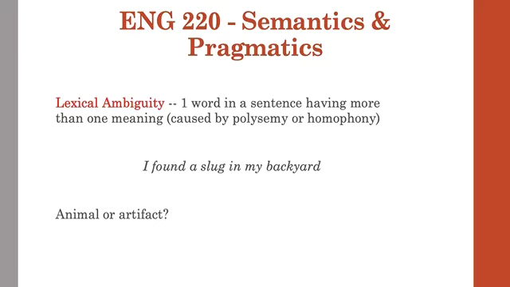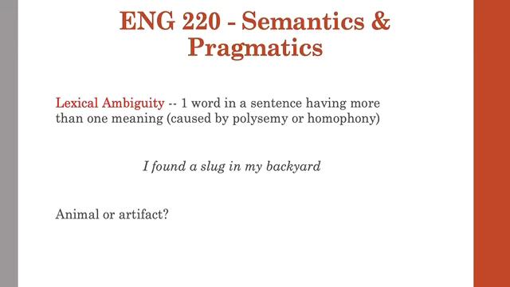Okay, but lexical ambiguity is when one word in a sentence has more than one meaning. So it's either caused by polysemy or homophony. The example: I found a slug in my backyard. Well, the word slug is ambiguous in this sentence, right? Does it mean the animal or the artifact? If you guys don't know, a slug is like the shell casing of a bullet. So maybe you find that in your backyard, or maybe you find the slimy snail-like animal in your backyard.